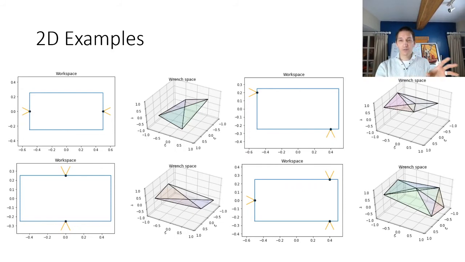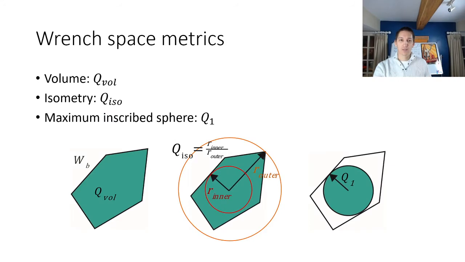So in any case, given one of these wrench spaces, we can measure a bunch of aspects of the wrench space that tells us something about the quality of these grasps. I'll talk about just 3 of these very briefly. One of them is just going to be the wrench space volume, and that's pretty self-explanatory. Another is called the isometry of the wrench space. So the idea is that you want to have the wrench space be roughly as close to cylindrical or spherical as possible, so that you can resist wrenches in all sorts of different directions.